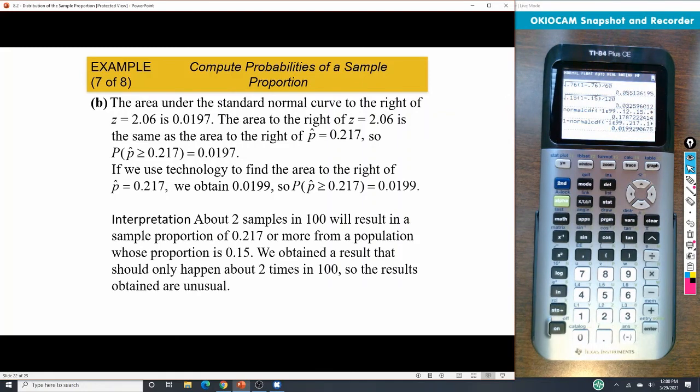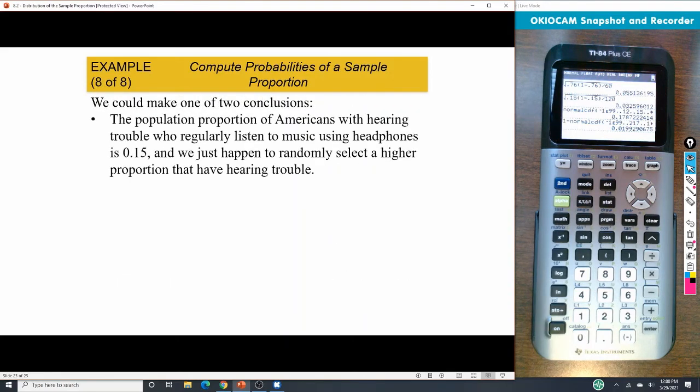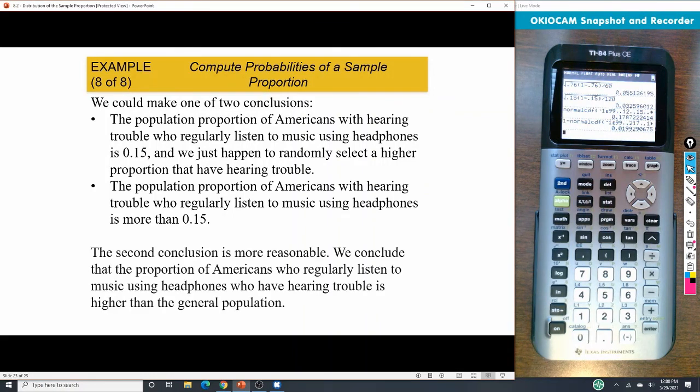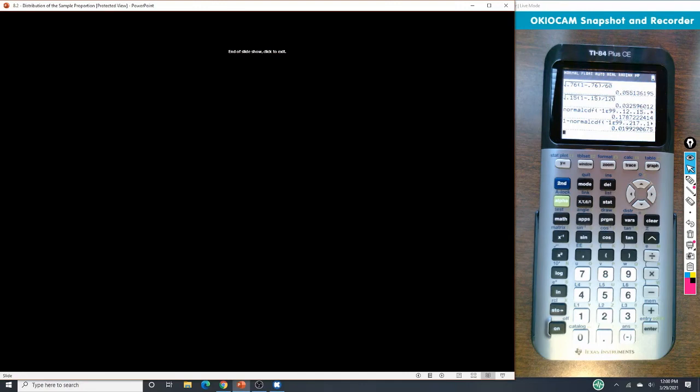And then there's just interpreting those pieces. Because that number is so low, less than 5%, 0.05, it would be unusual to get that much. That, again, is just the conclusion from those. All right, so that is what you need for 8.2.